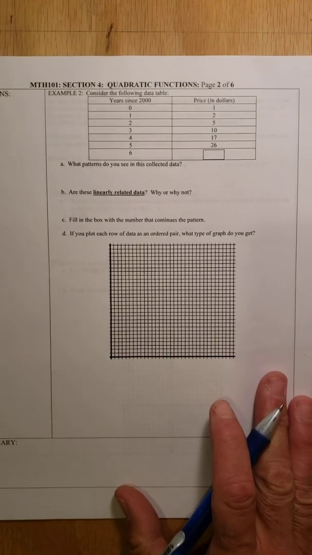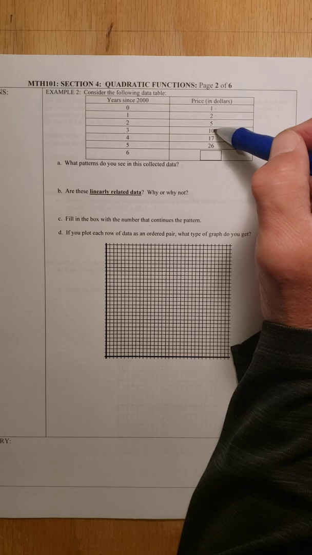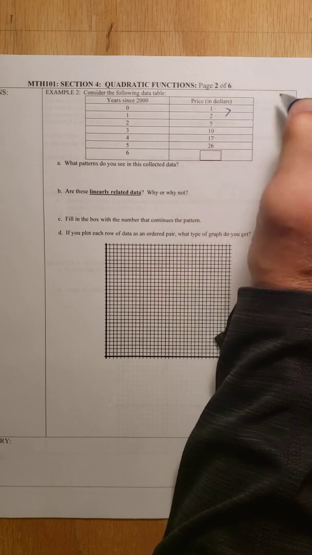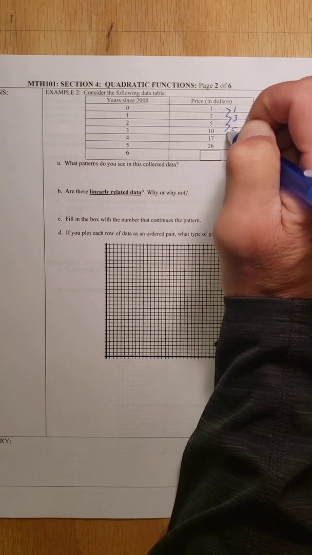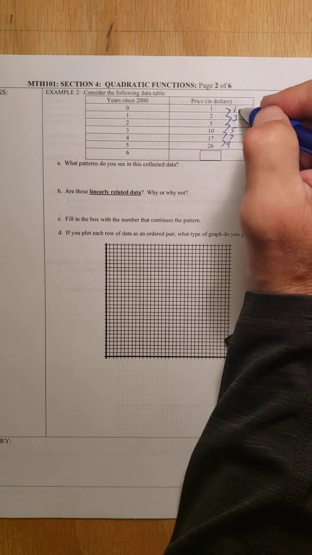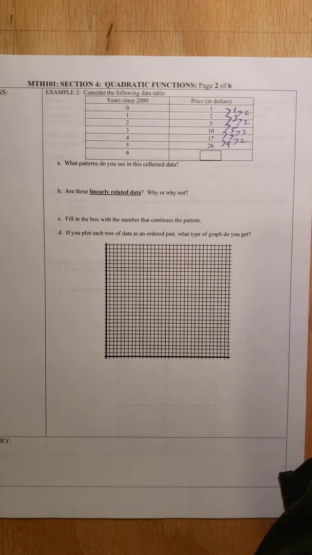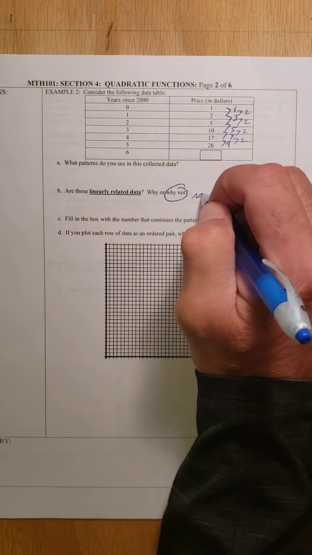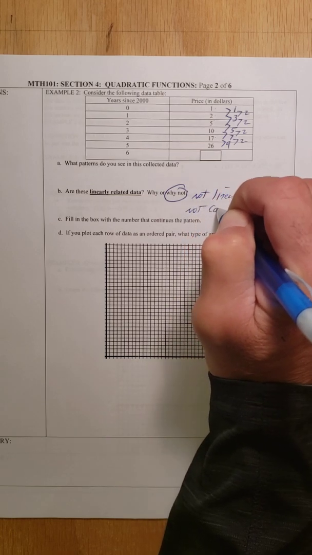All right, well, what next? Let's look at this table. Here it goes from 1 to 2, 2 to 5, 10 to 17, and then up to 26. If I look at my differences, here it's 1, here it's 3, here it's 5, here it's 7, here it's 9. So it's certainly not a constant rate of change, but I notice my second difference is constant. That leads me to believe this is not linear, because it's not a constant change.